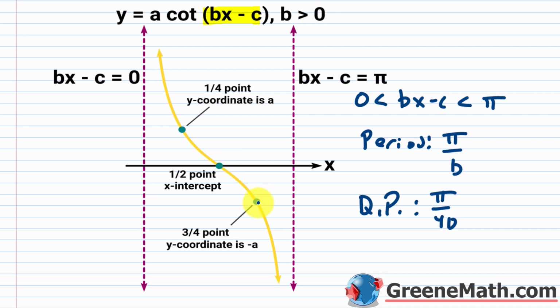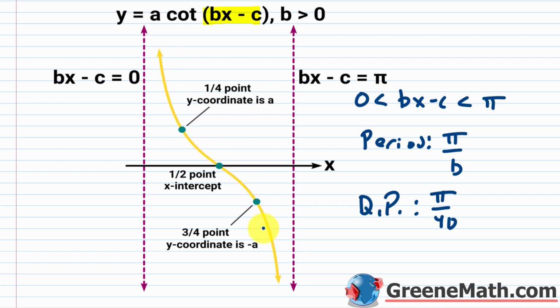And then you add another quarter period to get the x value. And then you're going to have your 3/4 point, and the y-coordinate is now negative a. Because normally, if you have y equals cotangent of x, 3/4 of the way through, you have 3 pi over 4 comma negative 1. So if you take that negative 1 and you multiply by a, you get negative a. That's where that's coming from.